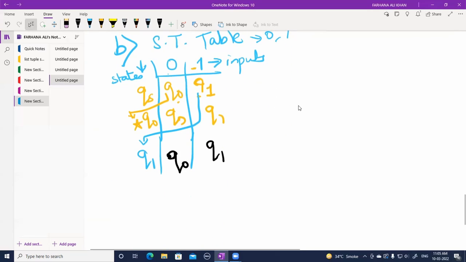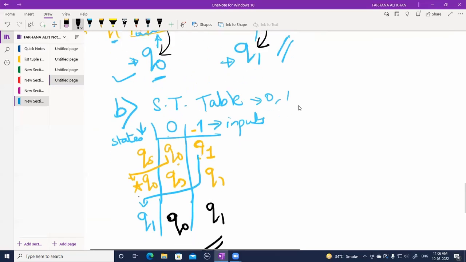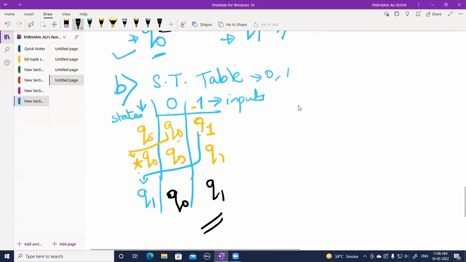Is there any state remaining to consider? This was the resultant state, consider it as a current state. This was the resultant state, again consider it as a current state. No state is remaining to be considered. So this will be the end of designing the state transition table. Now it is time to design the state transition diagram. That is part C of the method. So we'll design the state transition diagram.